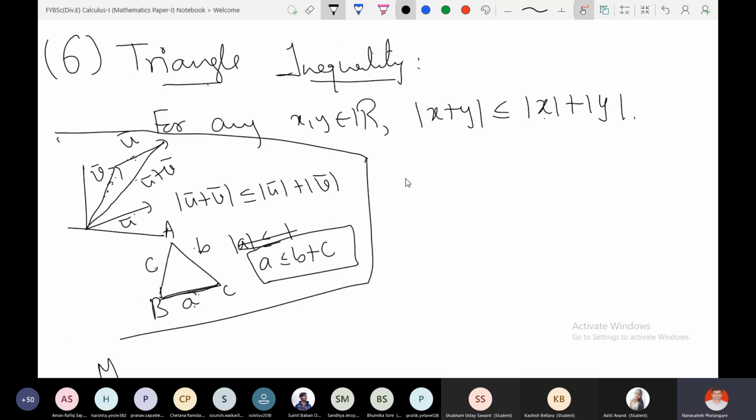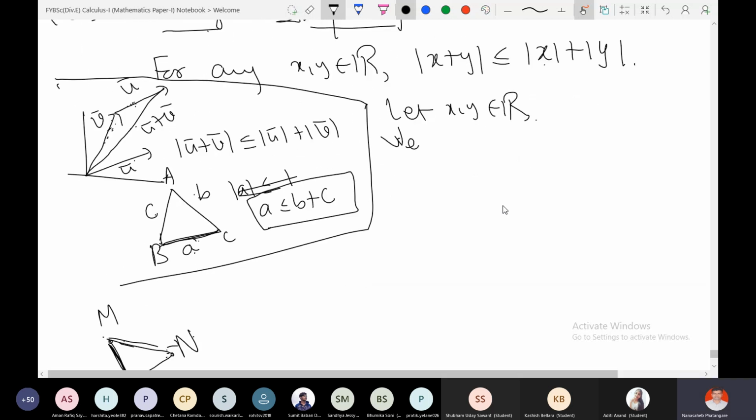Okay, so the proof is easy. Let x and y be any two real numbers. Then from the previous discussion, what we have: the absolute value of x and the absolute value of x. What is the relation?